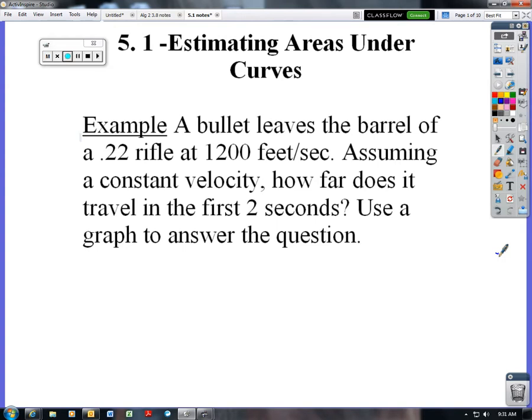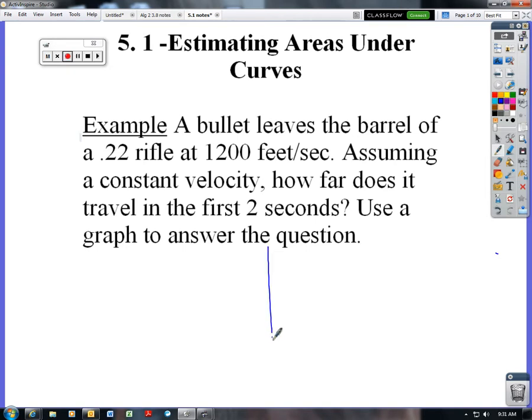Now I realize you could solve this problem very quickly using distance, rate, and time. But the question is, can you also use a graph to answer the question? I'd like you to pause and see if you can figure out how you would answer this using a graph. Okay, so now I'm going to show how to do this.